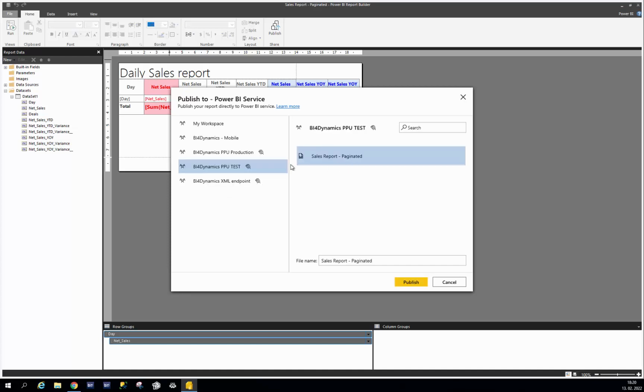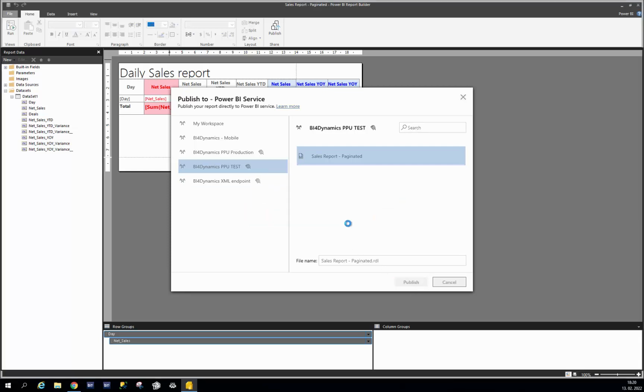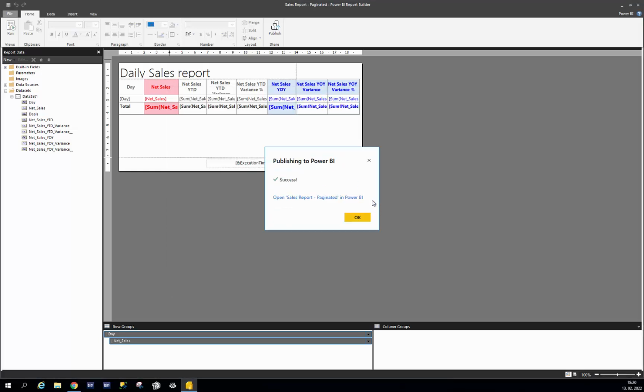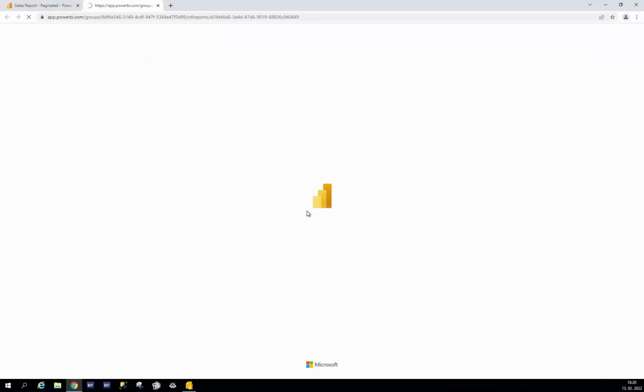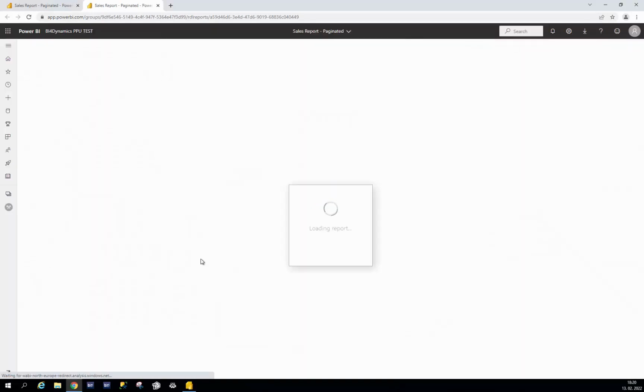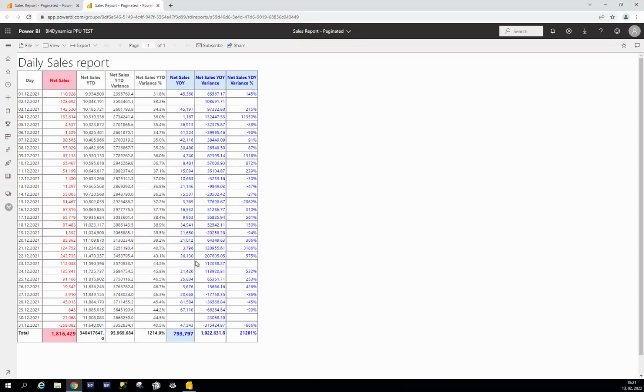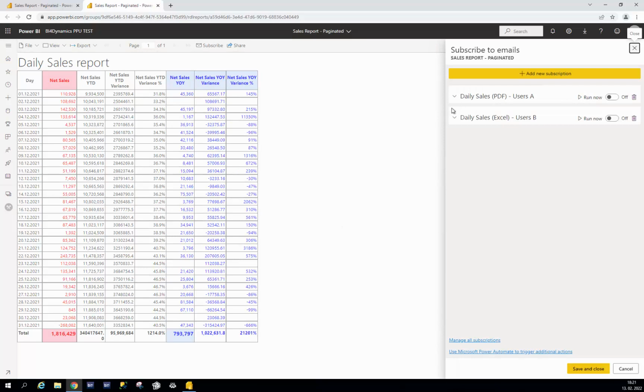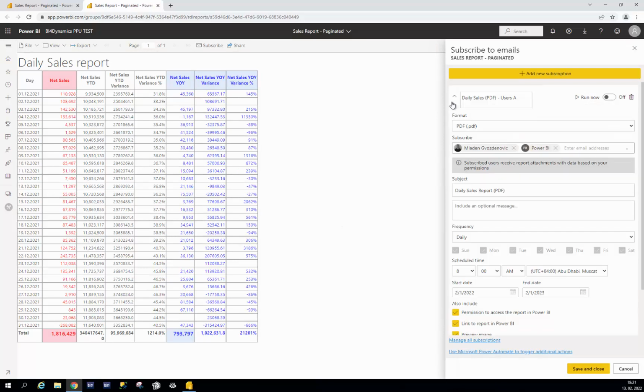So we can publish it to any Power BI Premium workspace. This is already a report from the previous exercise. We are connecting now to the Power BI Premium per user workspace, and this is the report. Now we're not going to consume the report in a form like this, but we are just going to create a subscription, or actually view the subscription.